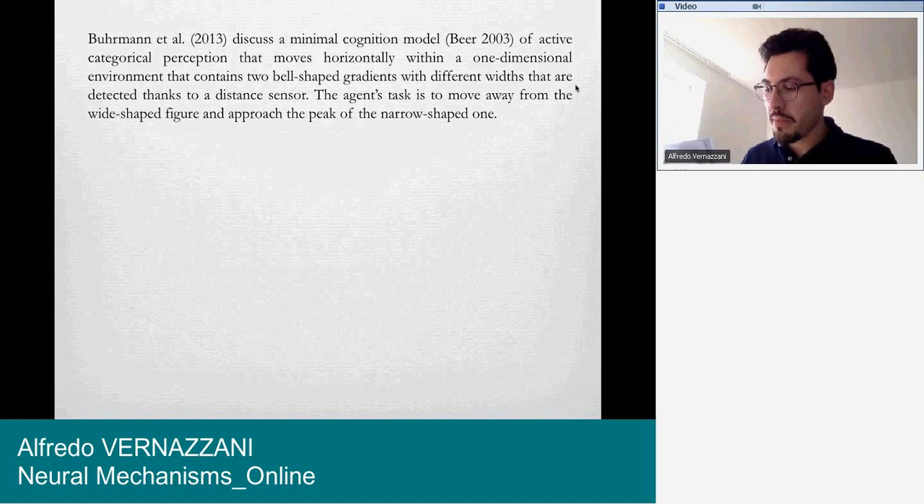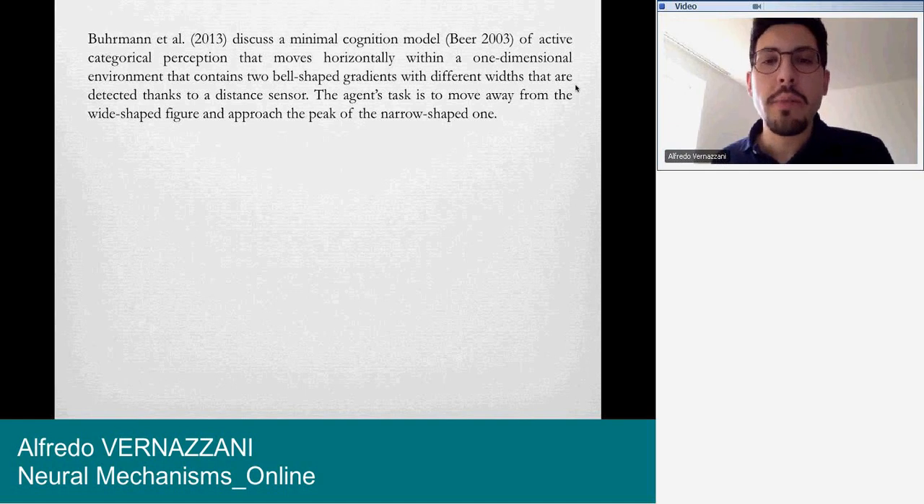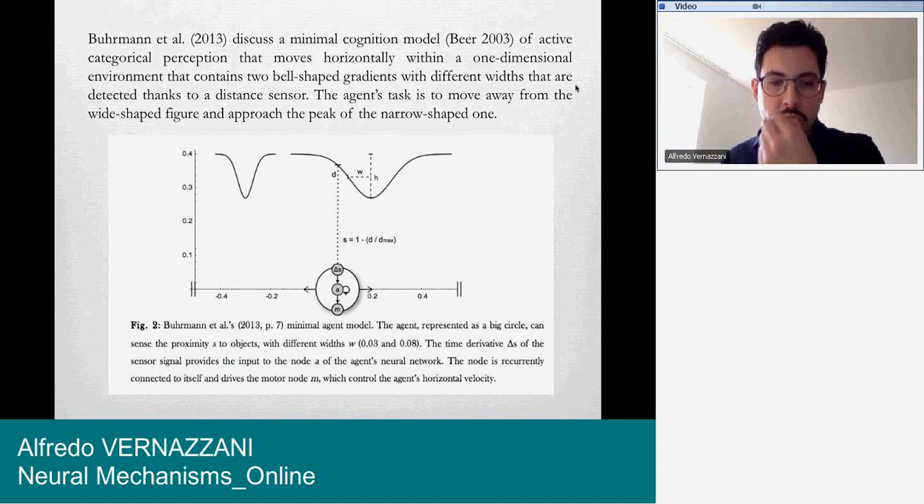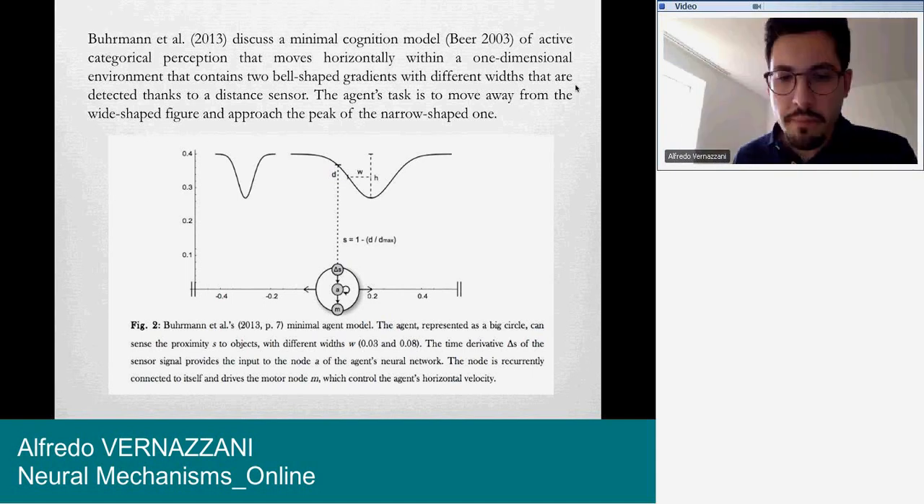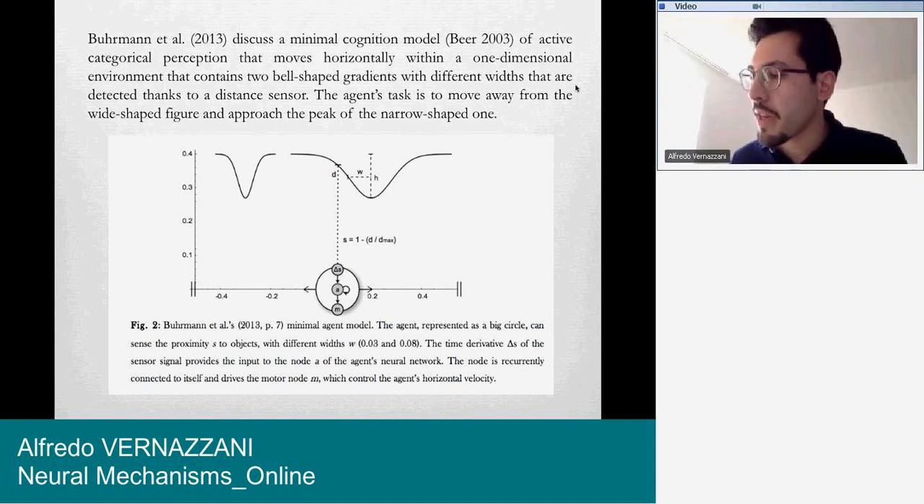first one, the Buhrmann and collaborators model. So Buhrmann and others have proposed, as I said, a minimal cognition model following the research of Randall Beer and the Sussex School, specifically the work of Harvey and collaborators. Basically, this model, which is pictured here, drawn from my paper and from Buhrmann and collaborators' paper, describes precisely this minimal agent.